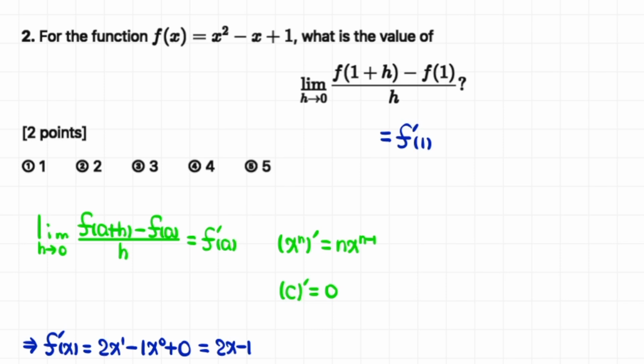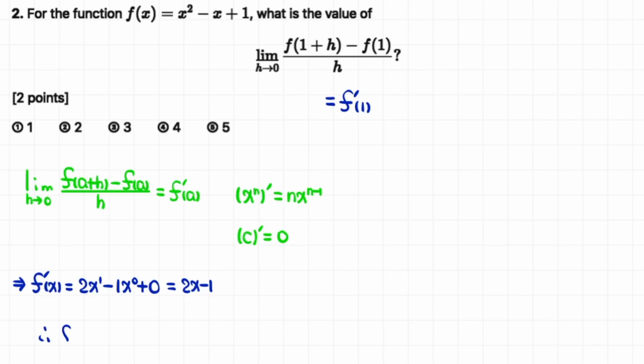So now we need to plug 1 into the function f prime of x. So therefore, f prime of 1 equals 2 times 1 minus 1, which is 2 minus 1. Therefore, it's 1. Therefore, the answer is 1. In other words, the correct choice is option 1.